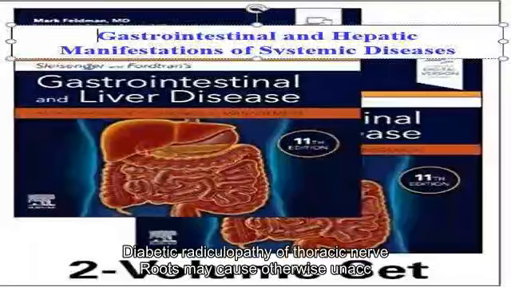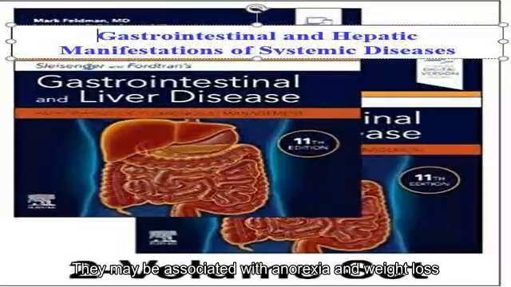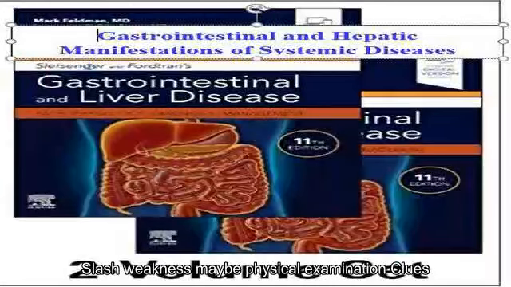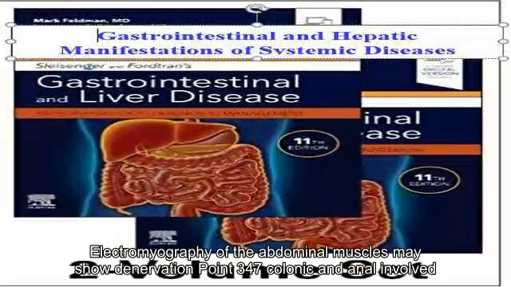Diabetic radiculopathy of thoracic nerve roots may cause otherwise unexplained upper abdominal pain in patients with diabetic neuropathy. Pain may be associated with anorexia and weight loss, mimicking an intra-abdominal malignancy. Affected dermatomal sensory loss and muscle atrophy/weakness may be physical examination clues. Electromyography of the abdominal muscles may show denervation.